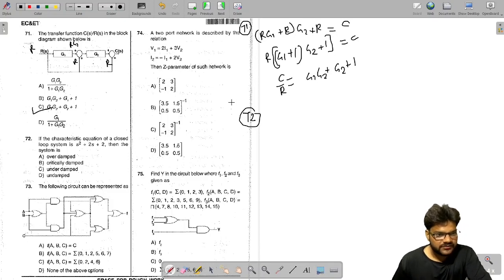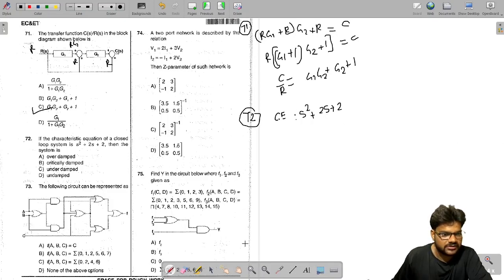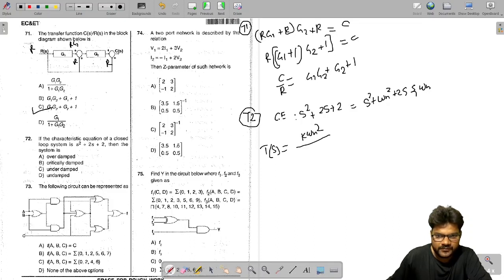Question number 72: if the characteristic equation of a closed loop system is s square plus 2s plus 2, then the system is... So we have to comment on the system. We can compare this with the second order system equation, s square plus 2 zeta omega n s plus omega n square. For a second order system, the transfer function is k omega n square by s square plus 2 zeta omega n s plus omega n square. This is C(s) by R(s), the closed loop transfer function.